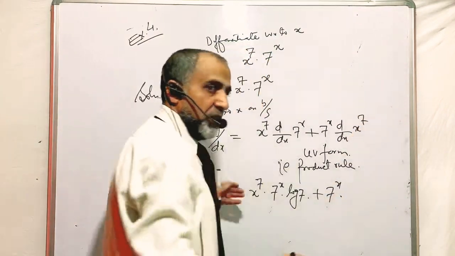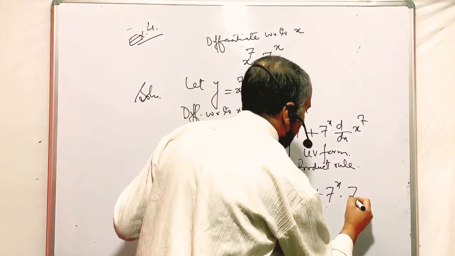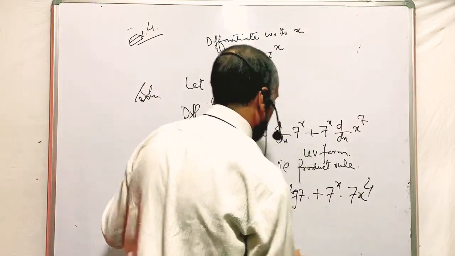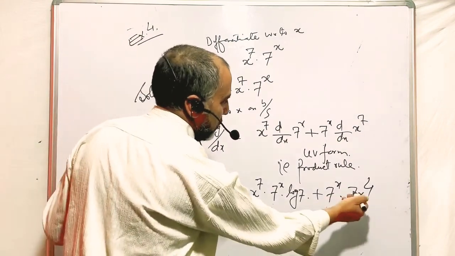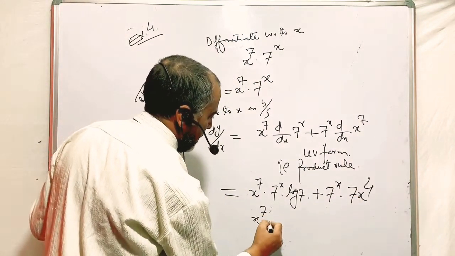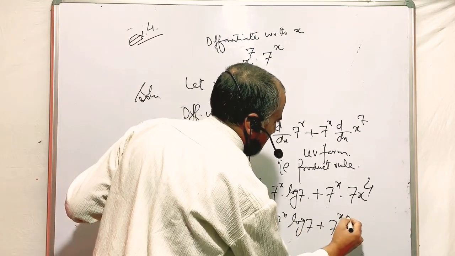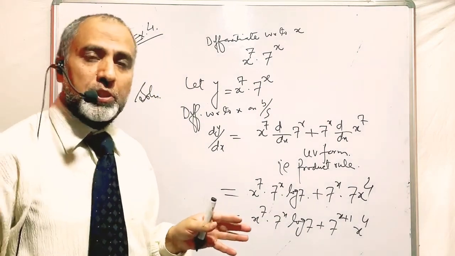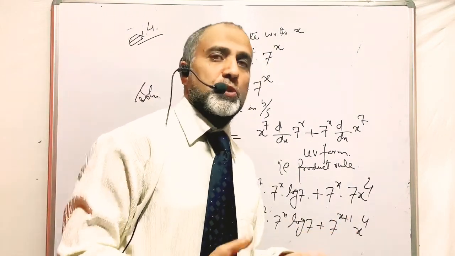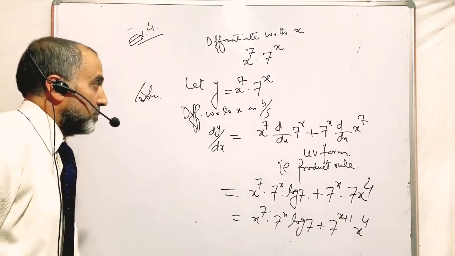x raised power 7. It is like x raised power n. It is n x raised power n minus 1, that is 7 x raised power 6. So you got the result. Here you can simplify a bit or keep it as it is: plus 7 raised power x plus 1 x raised power 4. This is the required differential coefficient of the product of these two functions. You can copy it. We'll take another example.